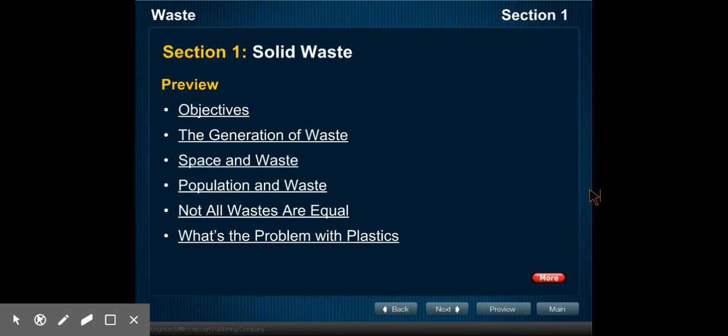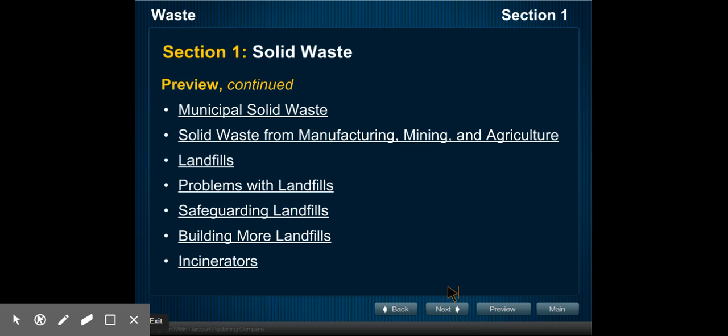In this, we're going to look at some objectives. We're going to look at how waste is generated and space and population, how it affects waste. We're going to see that not all wastes are equal. We'll talk about, of course, the problems with plastics. Solid waste from municipal, which means city or residential waste. Solid waste from manufacturing, mining, agriculture. Landfills, problems safeguarding and building more of those. And finally, a little bit on incinerators. So let's get started.